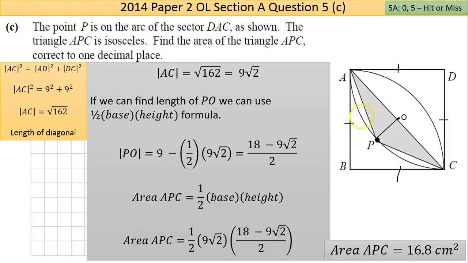So the area of APC, the shaded triangle here, is equal to a half base times height. Now the base is 9 square root of 2. That's the AC there. We calculate that using Pythagoras. The PO here, the length of PO is 18 minus 9 square root of 2, all divided by 2. Which again, I'm not fully understanding the reasoning behind that. But I put it into the calculator, I end up with 16.8 centimeters squared. That's rounded to 1 decimal place.